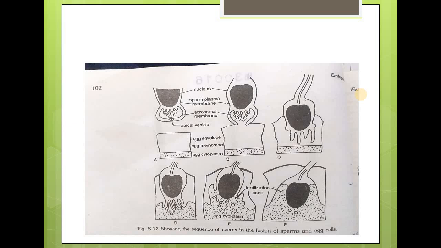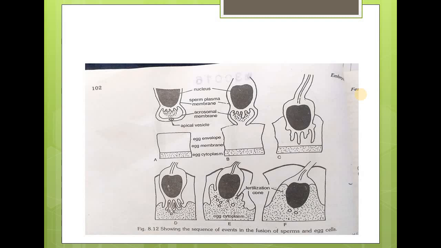This fertilization membrane is in reality a thickened vitelline membrane, and the thickness increases from 100 Angstrom to 500 Angstrom, which helps in the lifting up of the fertilization membrane. This is a defensive reaction which prevents the penetration of additional sperms. You know that only one sperm penetrates into the egg in most animals.